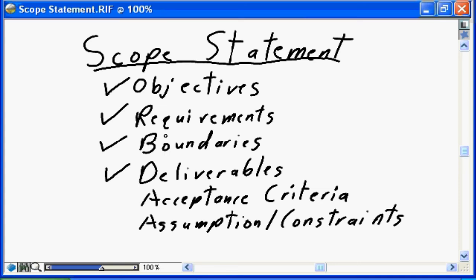And then with the acceptance criteria in mind, what is the yardstick? What is the measurement that's going to be applied for project success? And any assumptions and constraints that are necessary to bound, to define, to put the scope statement in relative position in the organization. You have completed the definition of the project scope statement, and you are now prepared to move ahead with the definition of the project once that scope statement is signed off and approved by the business and signed off and approved by senior management.